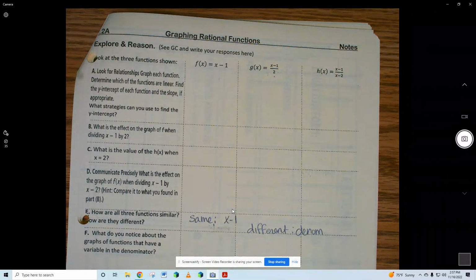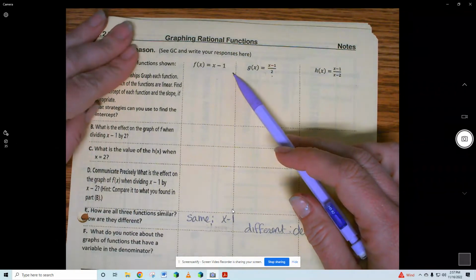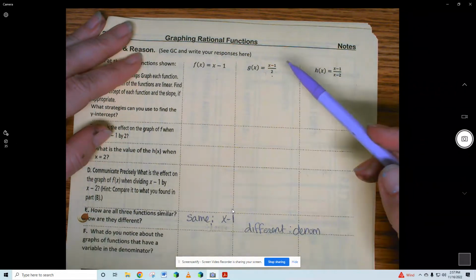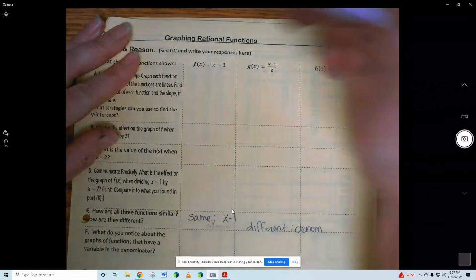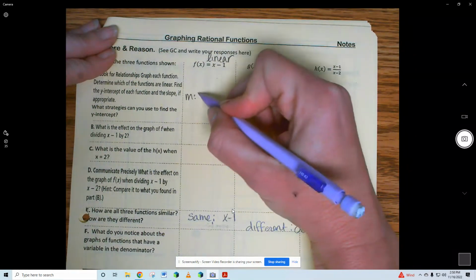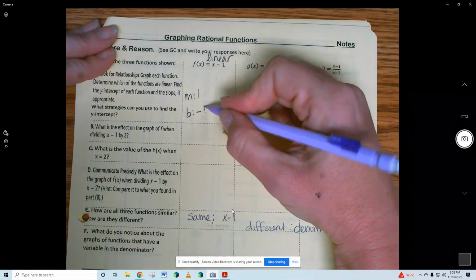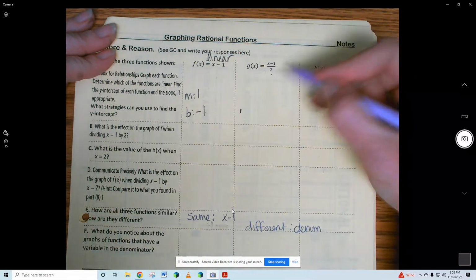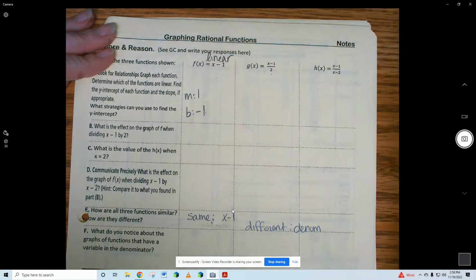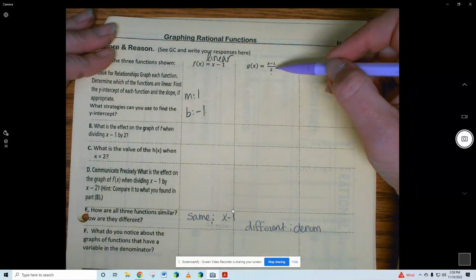Did anyone know the shape of the graph? Like f of x, what's the shape of this graph? A line, linear, with my slope of 1 and my y-intercept of -1. What's the g of x shape? Is it curved? Is it straight?